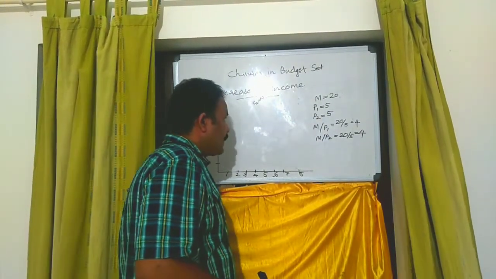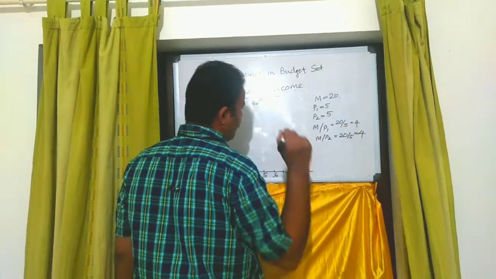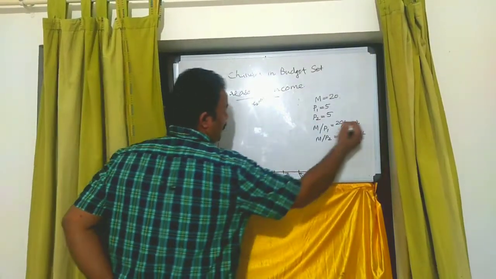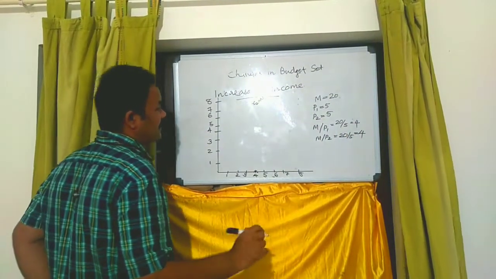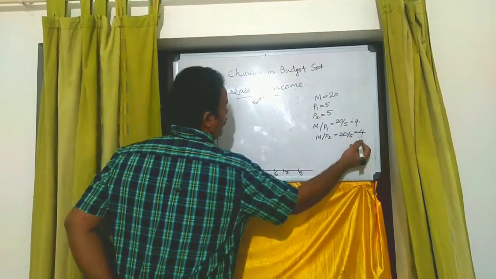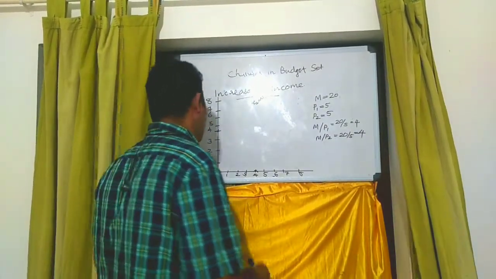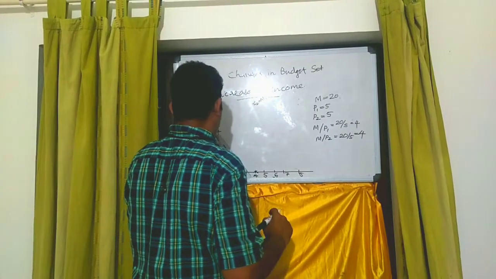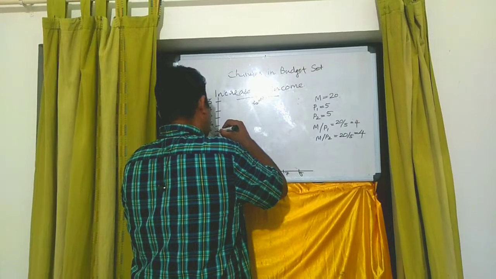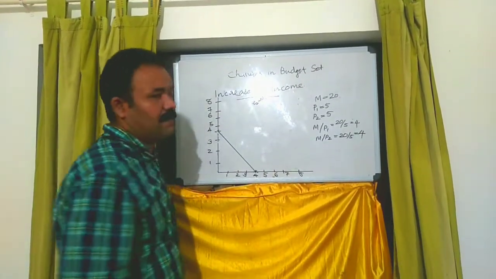Then this is the initial budget line. Horizontal intercept, that is 4. M by P1 is 4. Vertical intercept, that is also 4. M by P2, 20 by 5, that is 4. We are plotting this point here, and if we join these points, you will get a line, that is the initial budget line.